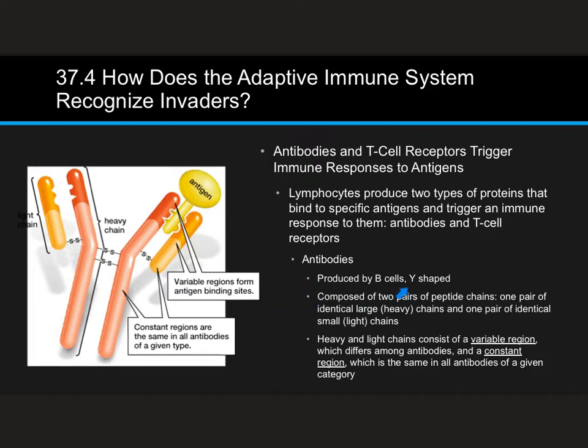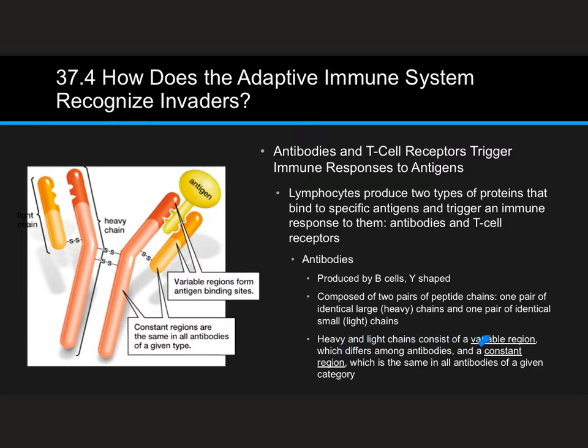Antibodies, these are produced by the B cells, right? These are your cells that are developed in the bone marrow. They're Y-shaped, right? They're composed of two pairs of peptide chains, one pair of identical large heavy chains, and one pair of identical small light chains. You can see what that picture looks like over here, okay? Last time I told you they were Y-shaped. Here's what it looks like very specifically.